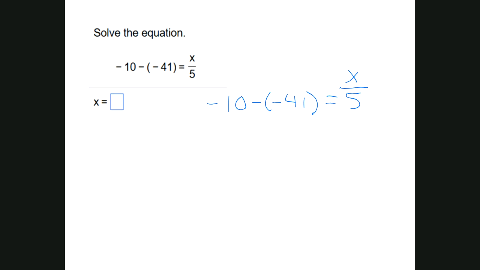So the first step we need to do is rewrite that left-hand side. Now the left-hand side, I have a negative and a negative 41. That is stated as the opposite of negative 41. Or you can see this as a negative times a negative, which will make that positive. So let's do a rewrite. Negative 10 plus 41 is equal to x divided by 5. Now we need to still do order of operations on that left side. Negative 10 plus 41 becomes 31 is equal to x divided by 5.